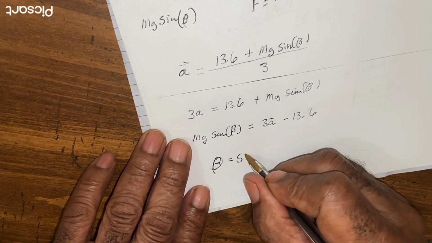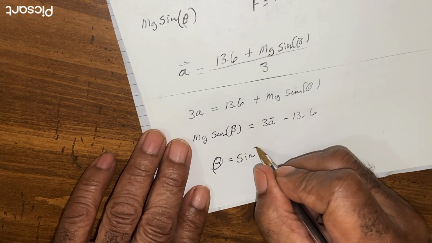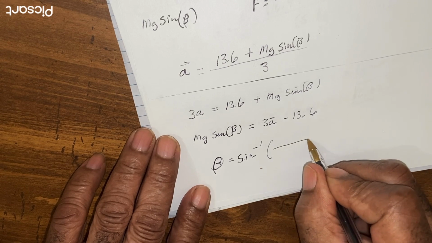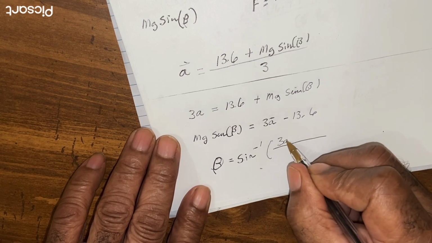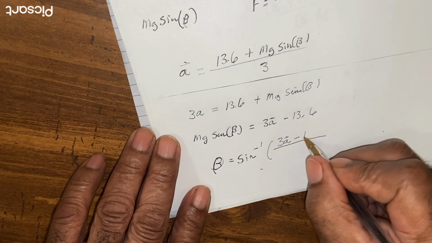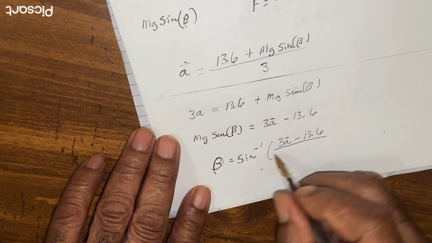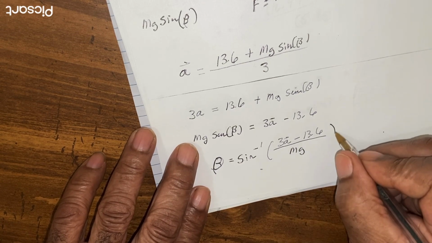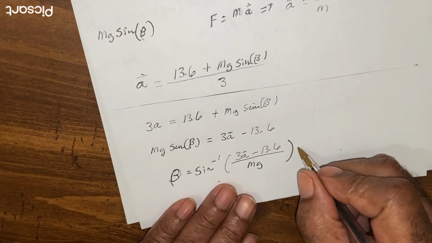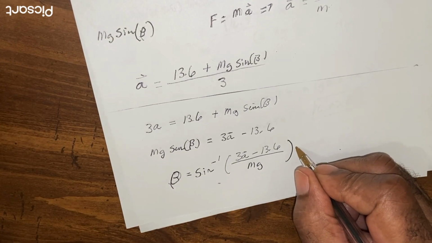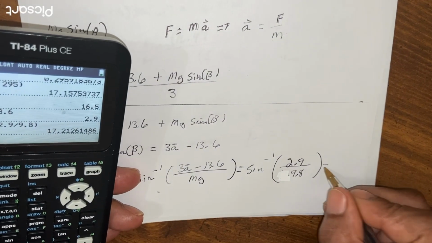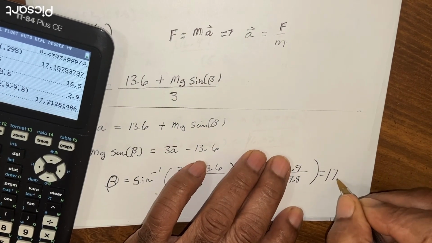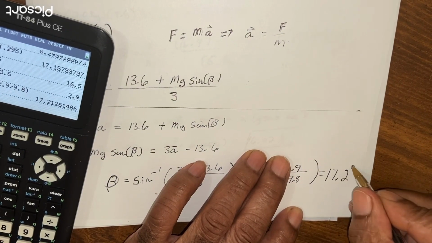Beta is equal to sine to the minus 1 of 3a minus 13.6 divided by mg. And when we do the math, you're going to get 17.2 degrees.